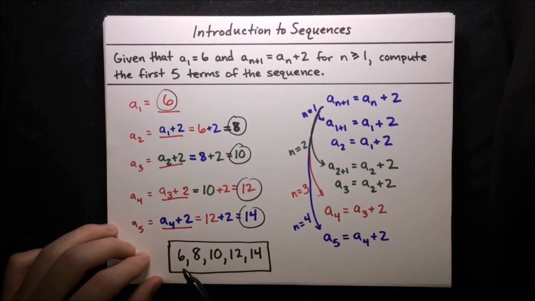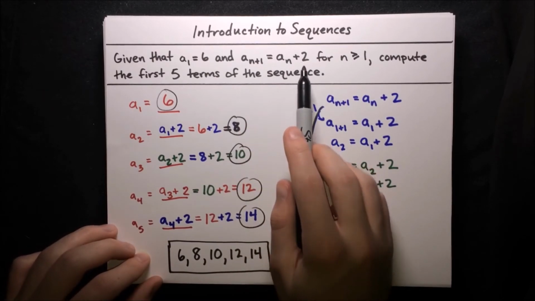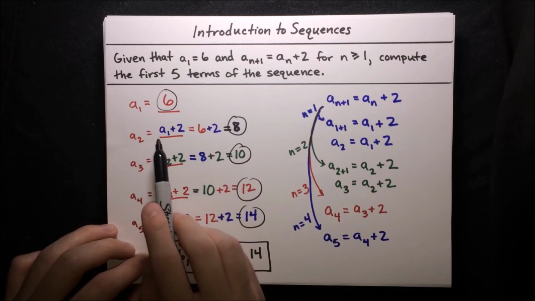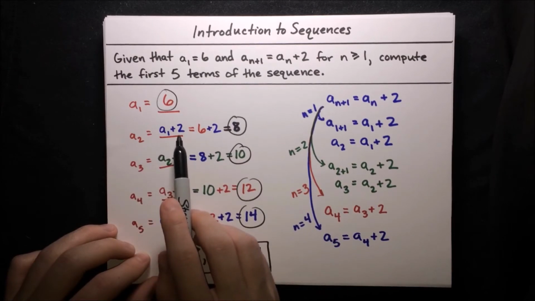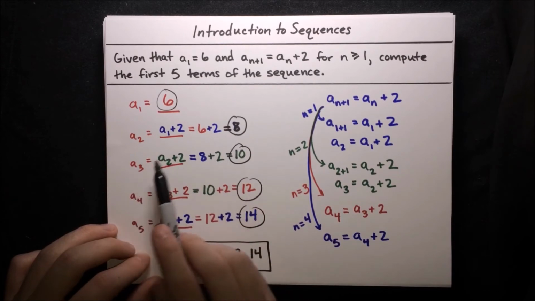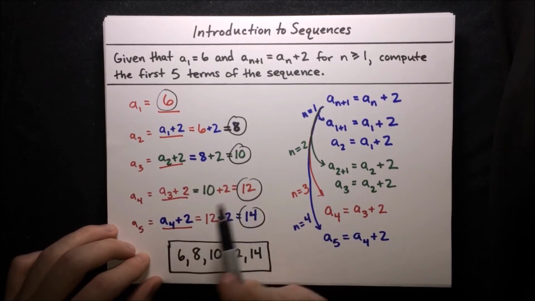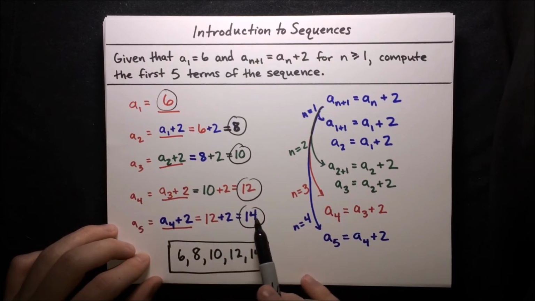And looking back, in hindsight, this becomes very obvious what's going on. Starting at 6, we're just counting up by 2. 6, 8, 10, 12, 14. And we see that happened because this rule here, called the recursive rule, said that to get the next term, we always take the previous term and add 2. A2 was 6 plus 2 to make 8. A3 was 8 plus 2 to make 10. A4 was 10 plus 2 to make 12. A5 was 12 plus 2 to make 14.